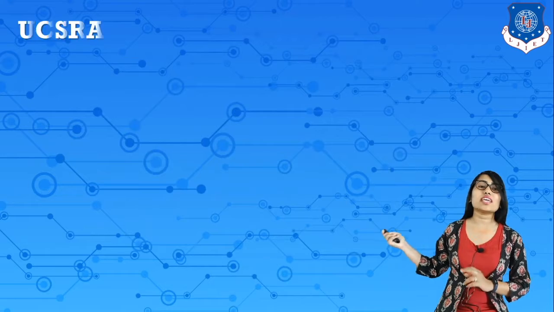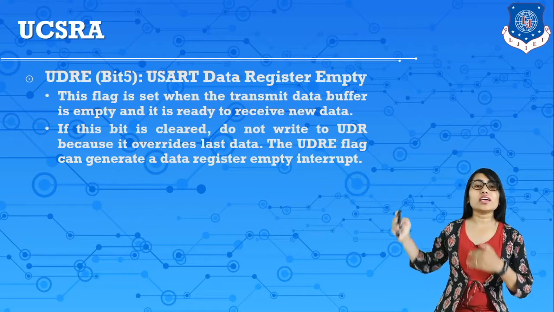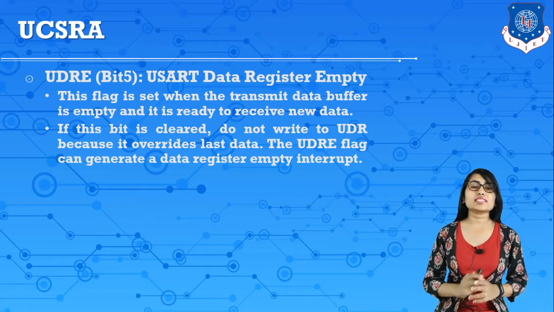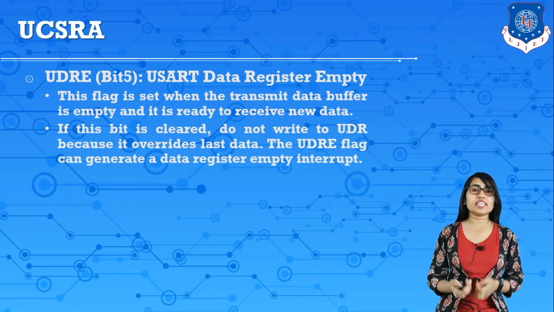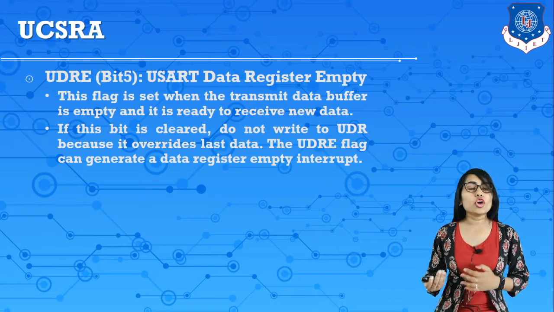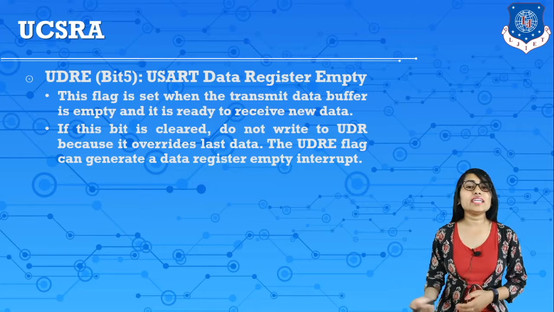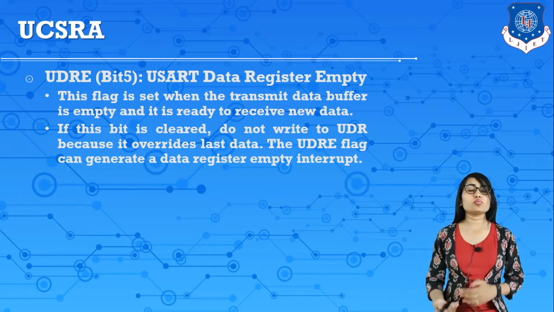So this is the TXC bit. Now next we have the UDRE bit, that is USART Data Register Empty. This flag is set when the transmit data buffer is empty and it is ready to receive new data. If this bit is clear, do not write to the UDR because it overrides the last data. The UDRE flag can generate a data register empty interrupt.